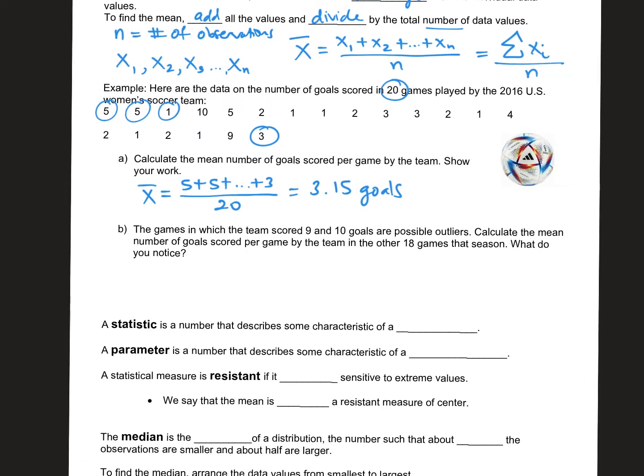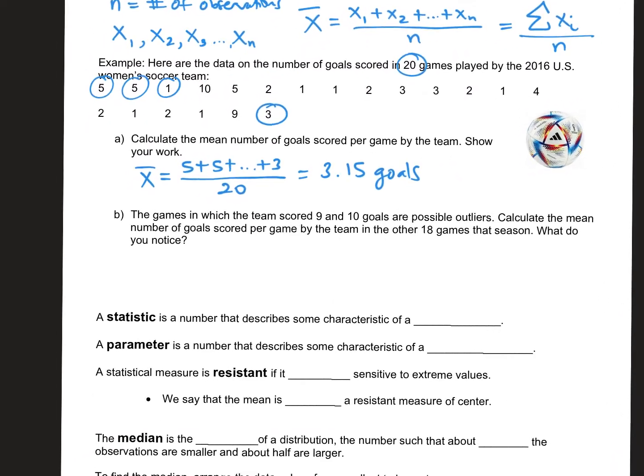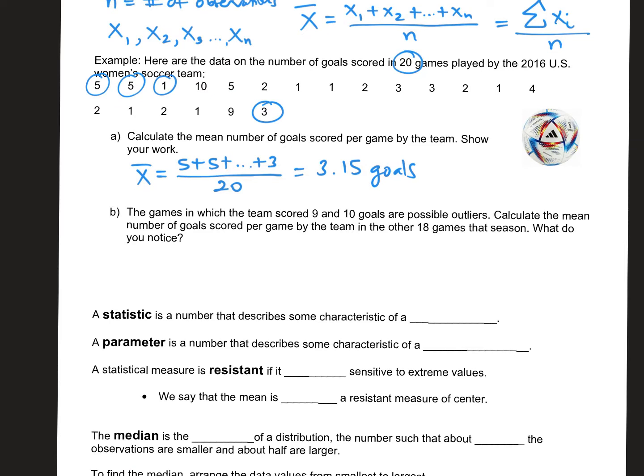So the mean will have units. In this case, we're talking about the average amount of goals that the team scored. Okay, so the games in which the team scored 9 and 10 goals are possible outliers. So those are right here. We see those, 10 and 9. Everything else is a lot lower than that. So 10 and 9 could be possible outliers. So let's calculate the number of goals scored per game in the other 18. So what do you notice? Okay, so without those 2 games, we're going to go 5 plus all the way to 3. But we're going to divide by 18 now instead. So we end up getting 2.44 goals.